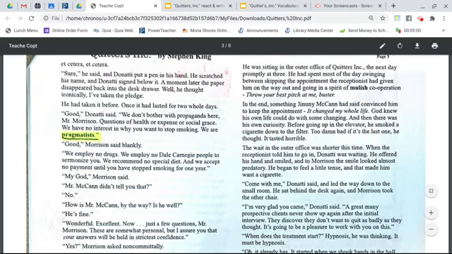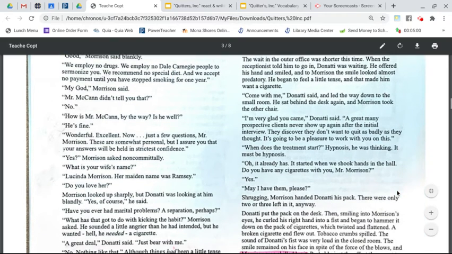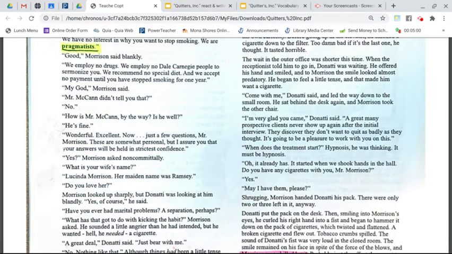"Come with me," Donati said, and led the way down to the small room. He sat behind the desk again, and Morrison took the other chair. "I'm very glad you came," Donati said. "A great many prospective clients never show up again after the initial interview. They discover they don't want to quit as badly as they thought. It's going to be a pleasure to work with you on this." "When does the treatment start?" Hypnosis, he was thinking. It must be hypnosis. "Oh, it already has. It started when we shook hands in the hall."